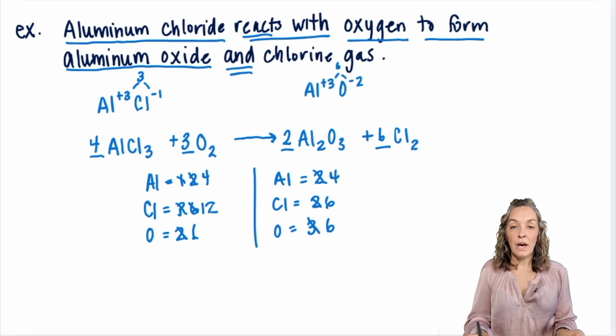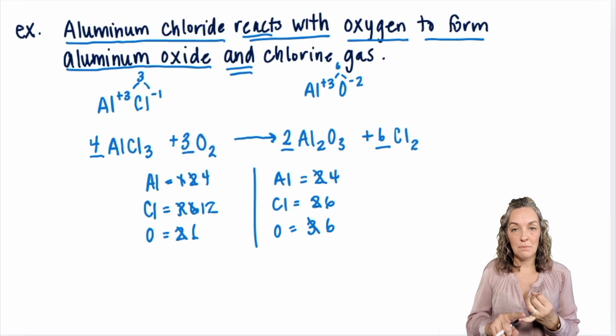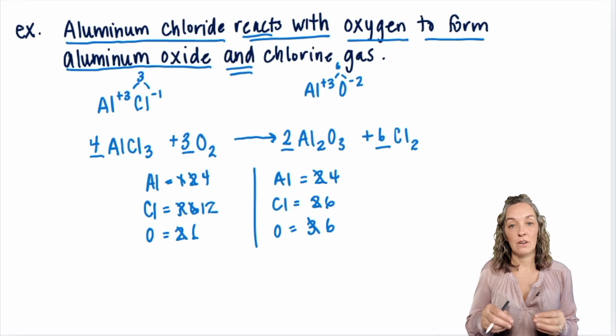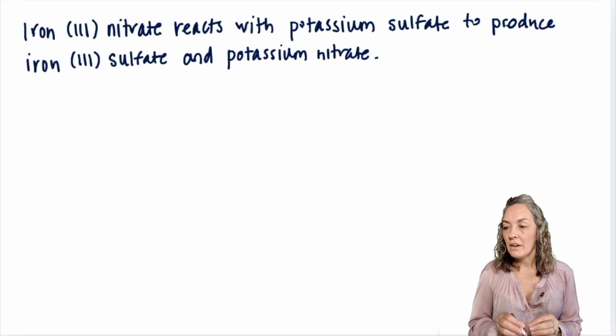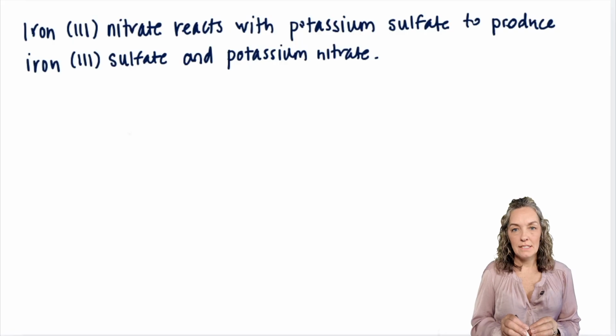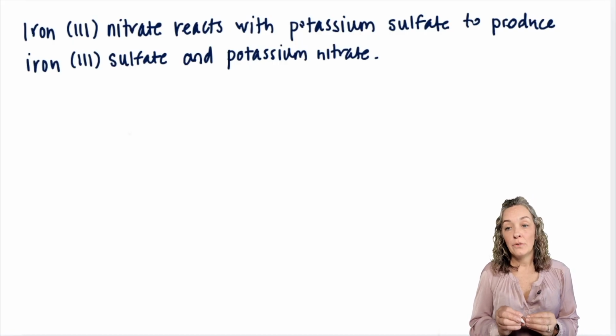So remember that you have to start by first making sure everybody's stable, and second, making sure that all of the atoms that went into the reaction come back out. All right, let's look at another example. This time we have iron 3 nitrate reacting with potassium sulfate to produce iron 3 sulfate and potassium nitrate.